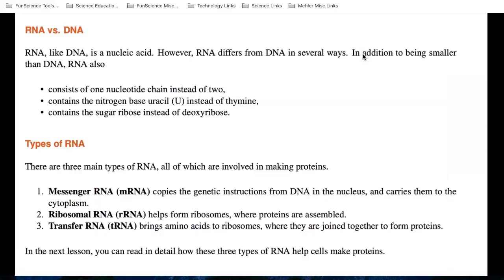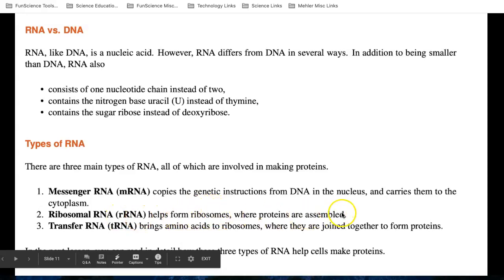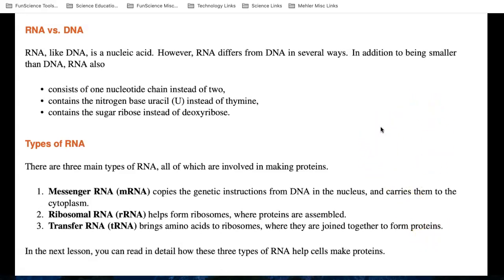So in your textbook there's a written comparison of DNA and RNA. Make sure you read that and look at the 3 types of RNA. There's messenger RNA, which copies the instructions from the DNA and carries them out into the cytoplasm. Then there's rRNA, which forms the ribosomes, the organelles out in the cytoplasm. And then there's a very special type of RNA called transfer RNA, which brings amino acids to the ribosomes, where they're joined together to form proteins. Proteins are made of amino acids. We'll see all of that in much more detail coming up.